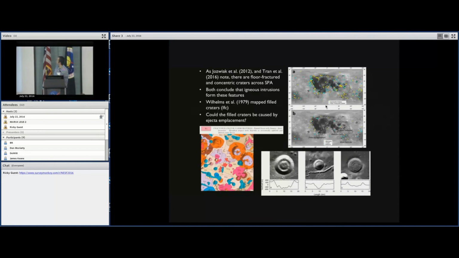Okay, so Jim gave excellent overviews about floor fractured craters, which if I say it fast enough will not come out correct ever again. And there's also recent work by Tron et al. looking at concentric craters across the surface of the moon.